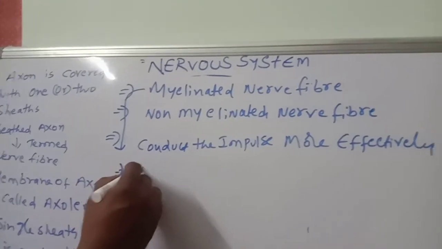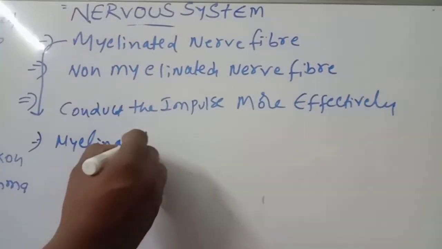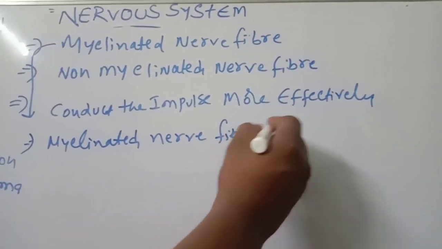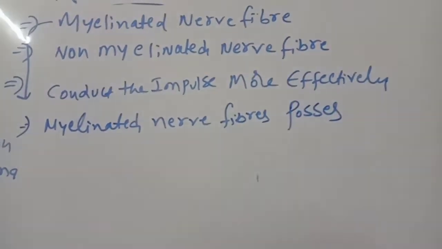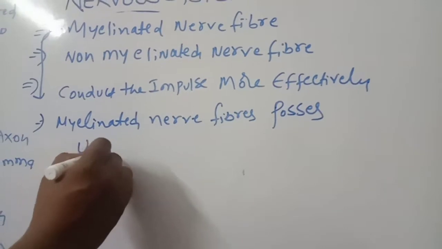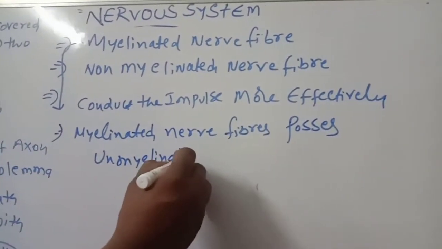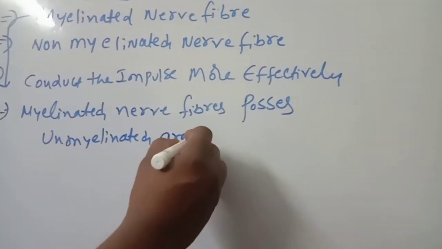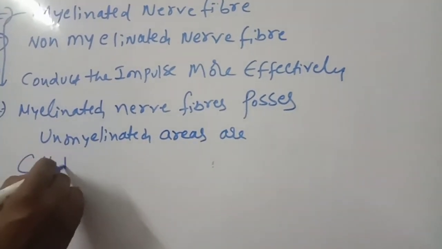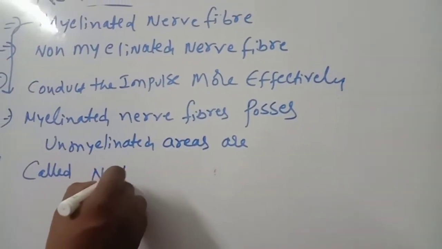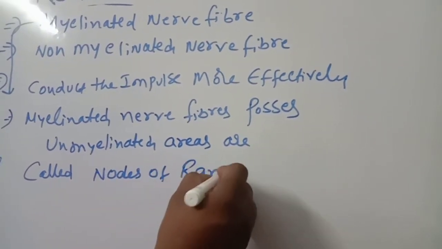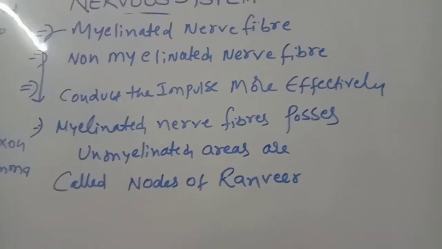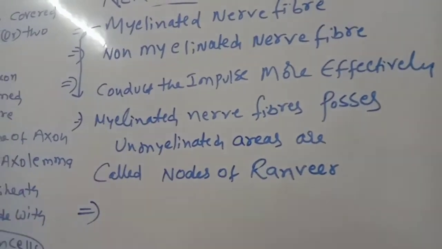Myelinated nerve fibers possess unmyelinated areas. The unmyelinated areas are called nodes of Ranvier. I will show the diagram of all these things. They will transmit the messages.